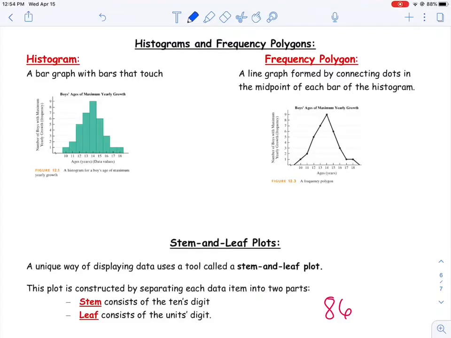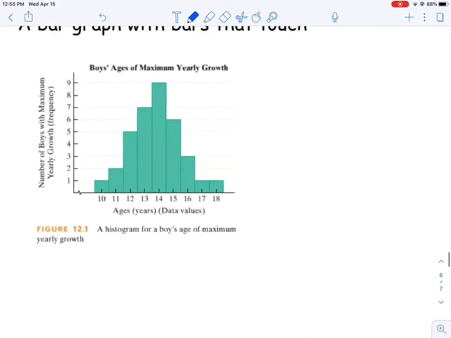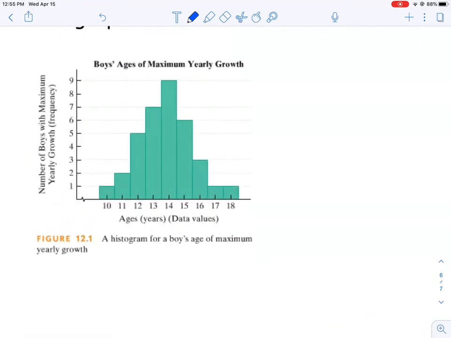Okay, the last video in section 12.1 talks about a couple other ways of displaying data. A couple that you've probably seen before are what we call bar graphs or histograms and line graphs, which they call frequency polygons. A bar graph can take that same data and display it using bars to show different frequencies. So instead of the frequency distribution chart that we did in the last video, this takes that same data, the number of boys they said grew the most, and displays it as a bar graph, a histogram.